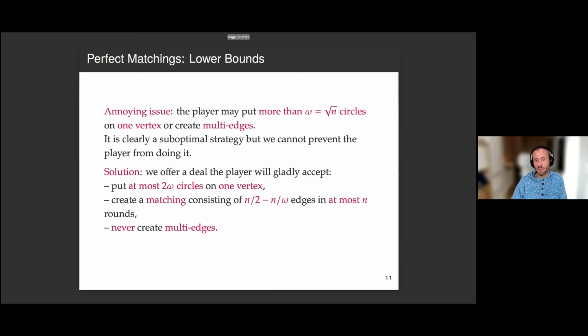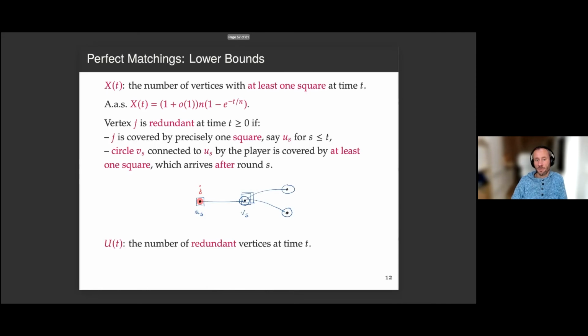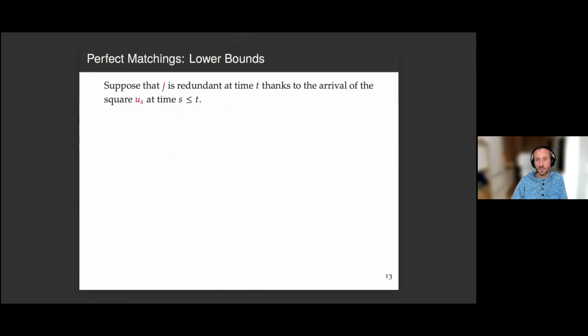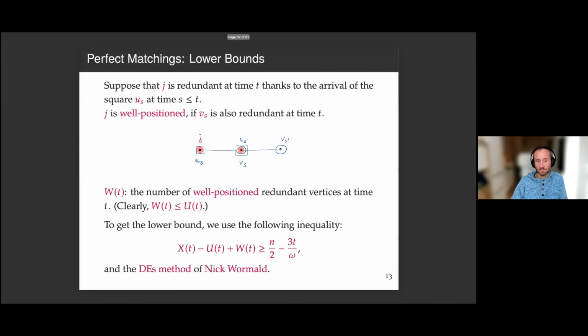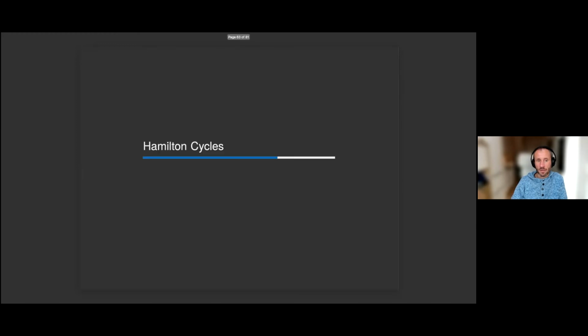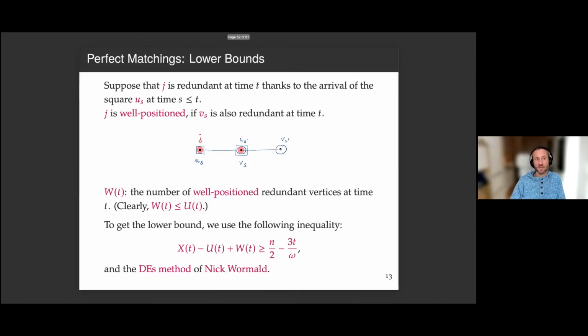But not surprisingly, right? Because again, we have quite a bit of those redundant squares. So I need to play a little bit longer to have many more vertices with at least one square than half of the number of vertices, because those redundant ones are useless or half useless to me. Okay, so that's perfect matchings.